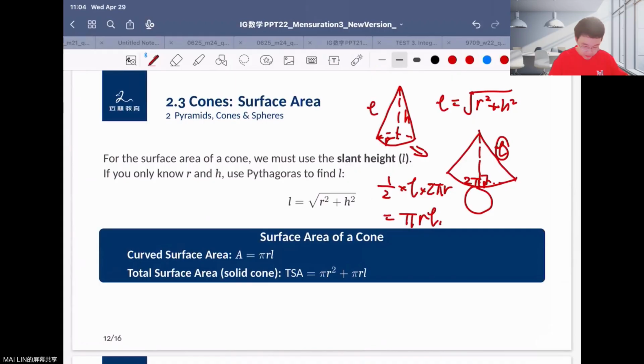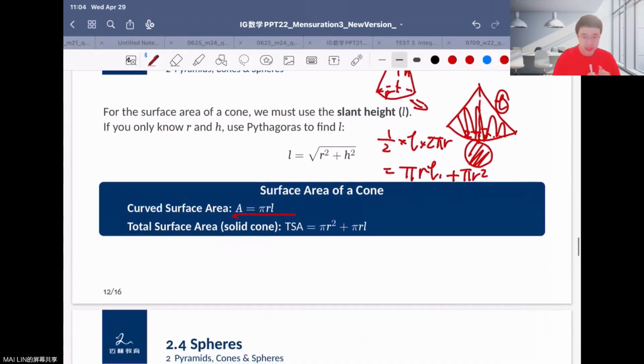The total surface area is the circle's area plus the sector's area, so we have to add pi r squared. If you want the curved surface area, that is pi r L, and if you want the total surface area, that is pi r squared plus pi r times the length L.